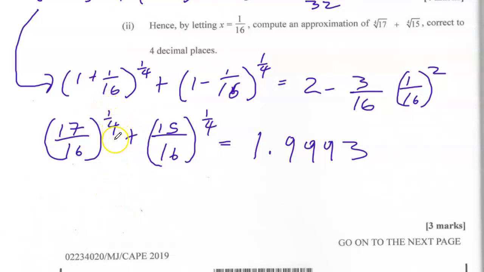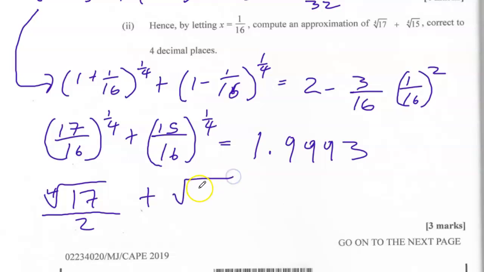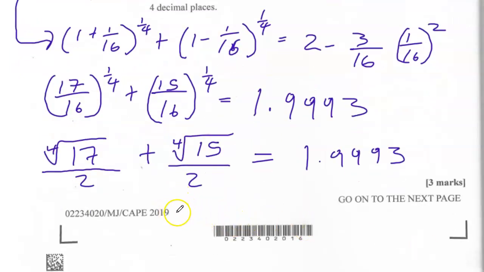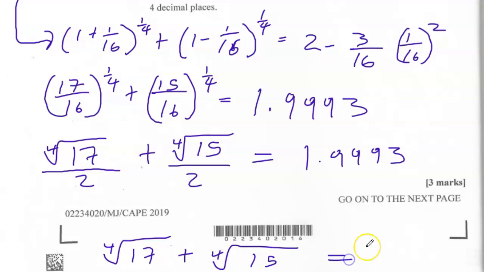Let's go back to the left hand side. We can take the fourth root of each of the numerator and denominator, so the fourth root of 17 and the fourth root of 16, that's 2. We can do the same thing with the fourth root of 15, and again the fourth root of 16 is 2, equal to 1.9993, to 4 decimal places. Of course I can times both sides by 2, and I end up with the fourth root of 17 plus the fourth root of 15 equal to 1.9993 times 2, and I'm getting 3.9985.